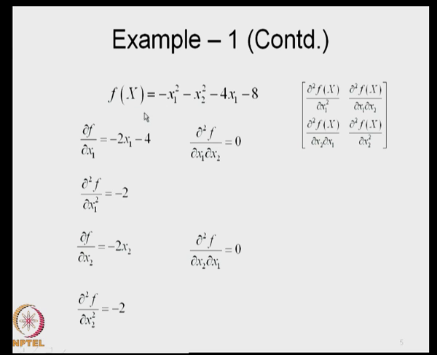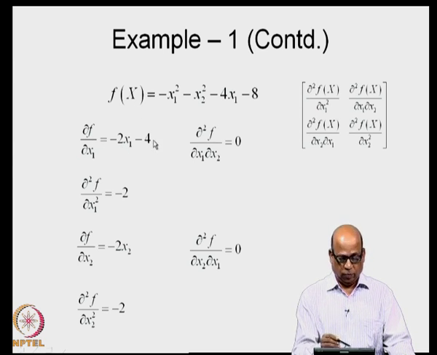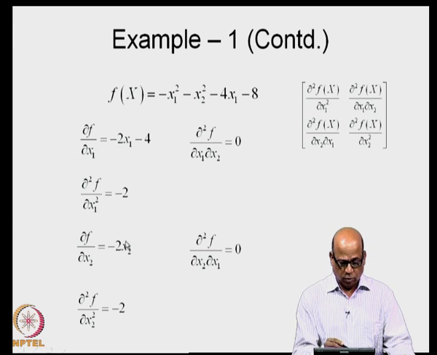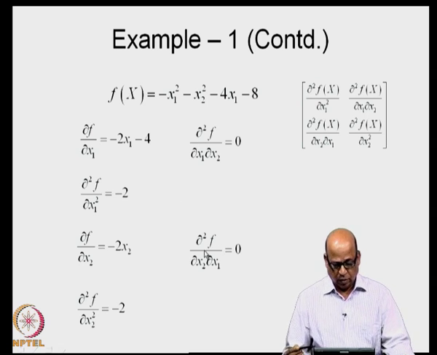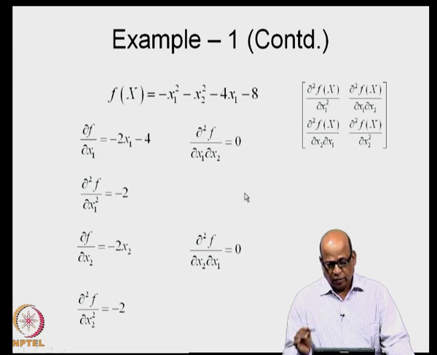So, we will get the second order derivatives now. d f by d x1 was minus 2 x1 minus 4. We differentiate this again with respect to x1, and you get d square f by d x1 square as minus 2. We differentiate this with respect to x2, you get a 0. Then d f by d x2 is minus 2 x2. You differentiate that again with respect to x2, you get minus 2, and this will be the same as d square f by d x1 d x2. So, we got all these values. We now formulate the Hessian matrix.